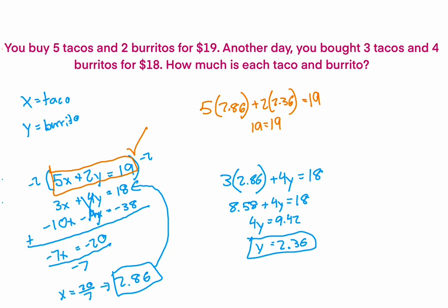If we look at the second one, we're going to do 3 times 2.86 plus 4 times 2.36, and that should equal 18. Again, if you do this by hand or in a calculator, you'll end up with 18 equals 18, meaning that the second equation is true, so the x and y values work for both equations.